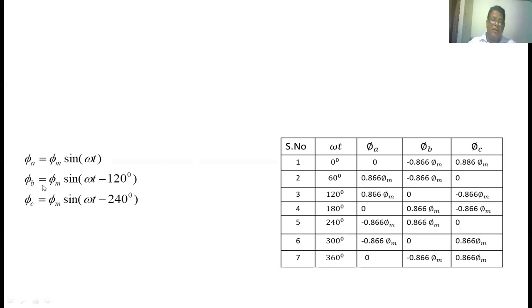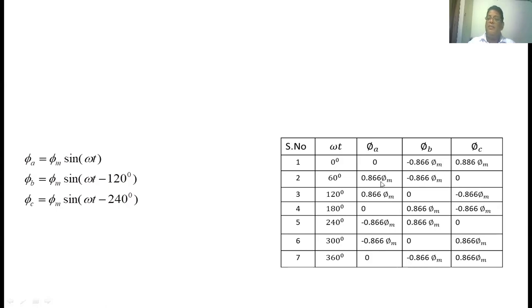In the same manner, suppose you want to find out phi B, in place of omega t, you take 0 degree, and find the value of phi B, that is minus 0.866 phi m. Similarly, take omega t equal to 0 in this expression and find the magnitude of the flux coming from the C phase, that we are getting as 0.866 phi m. In the same manner, you repeat the same thing for 60 degrees. Suppose in place of omega t, if you take 60 degrees, you are getting 0.866 phi m.